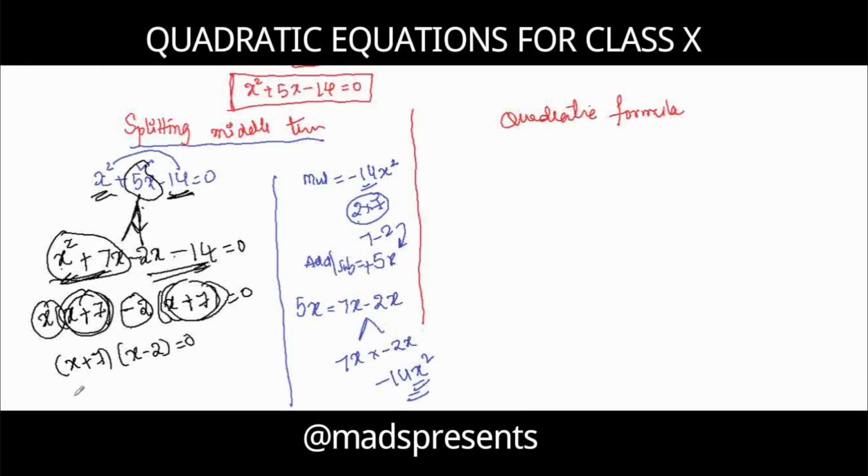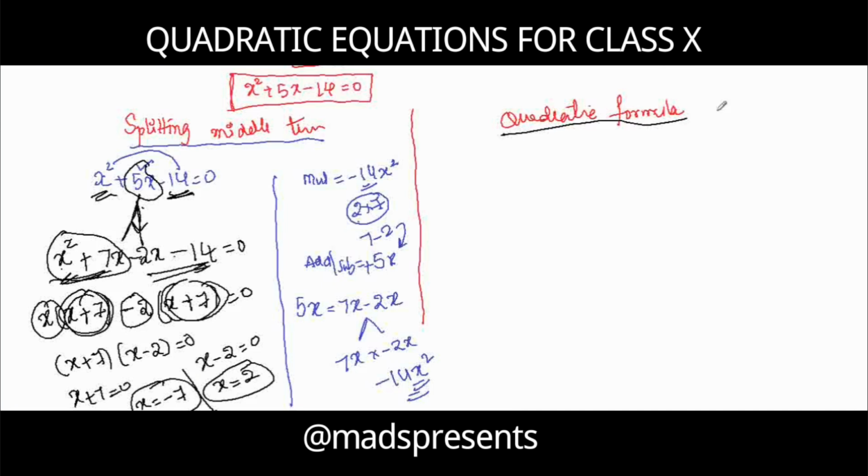From this, if x plus 7 is equal to 0, then x is equal to minus 7. And if x minus 2 is equal to 0, then x is equal to 2. So it's a quadratic equation. We got our roots as minus 7 comma 2 by splitting the middle term. So next, using the quadratic formula.